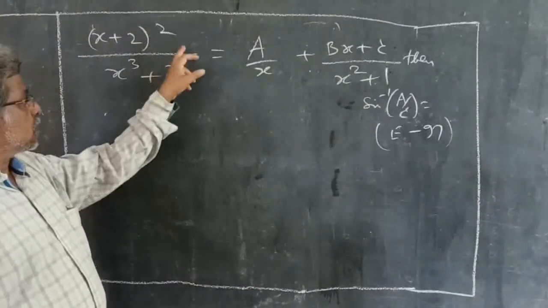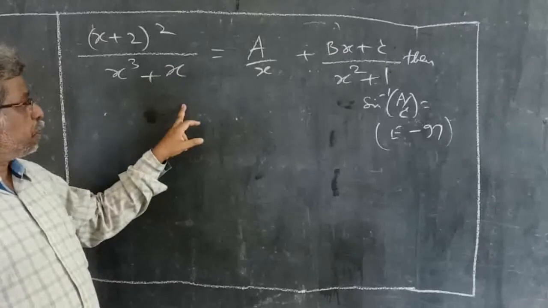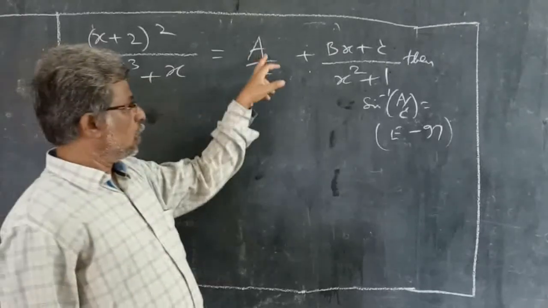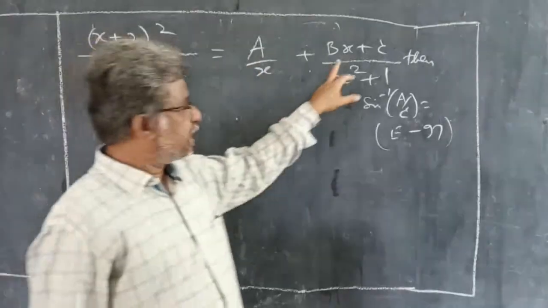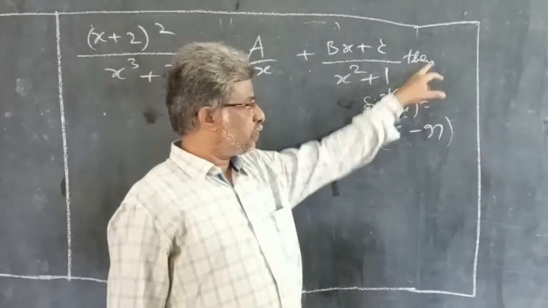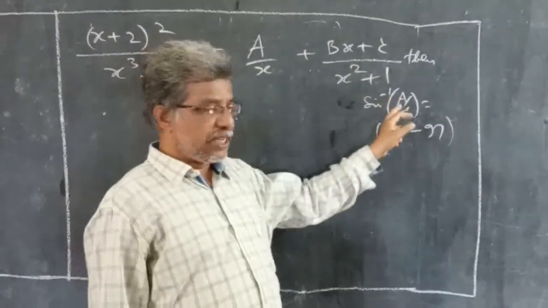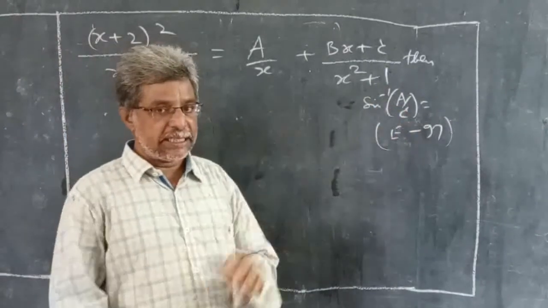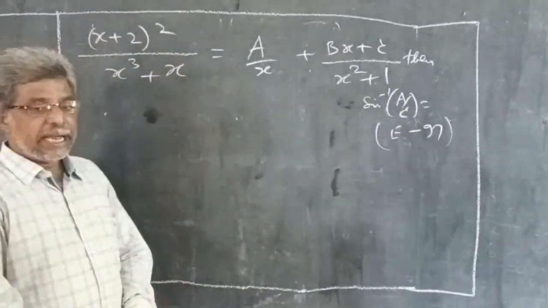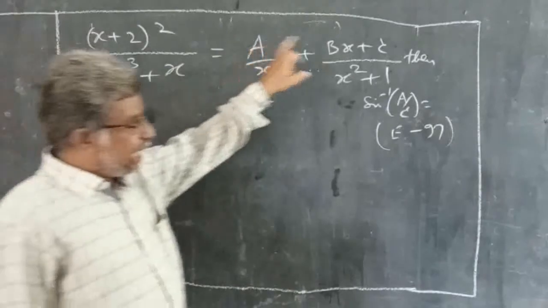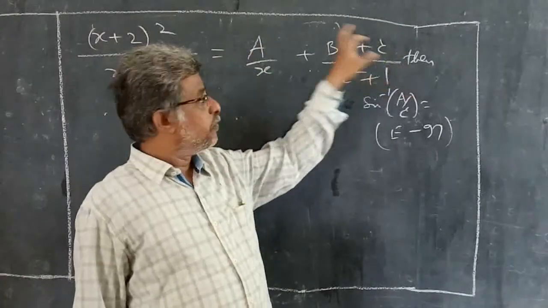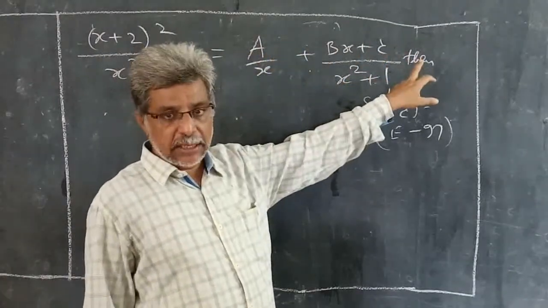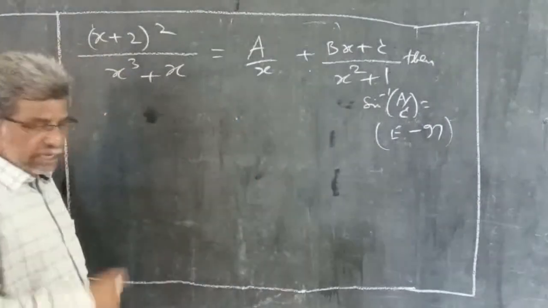x plus 2 whole square by x cube plus x equal to a by x plus bx plus c by x square plus 1. Then sin inverse of a by c is asked. How to find a by c? We need the a and c values first, then only we can find sin inverse of a by c.